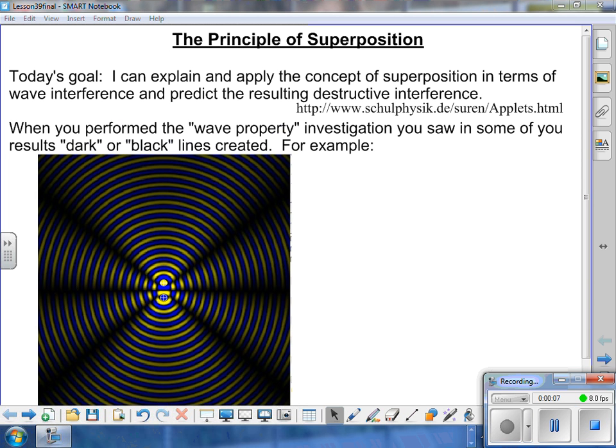What's today's goal? I can explain and apply the concept of superposition in terms of wave interference and predict the resulting destructive interference. So I have an applet here for you.